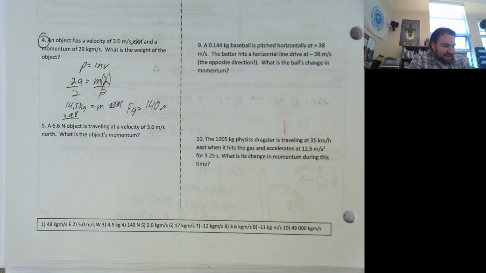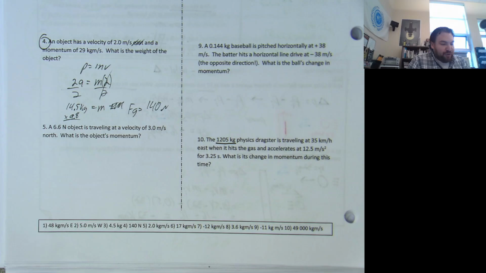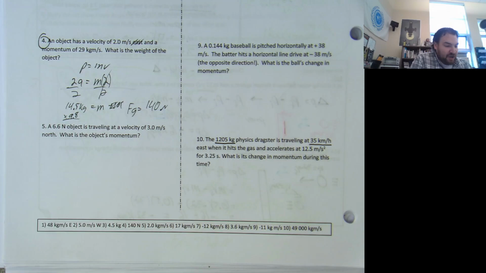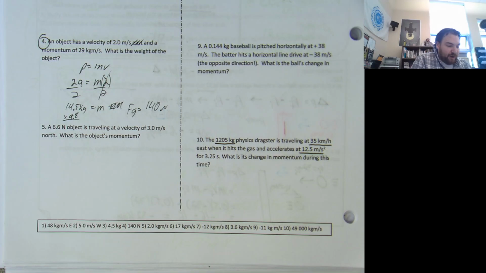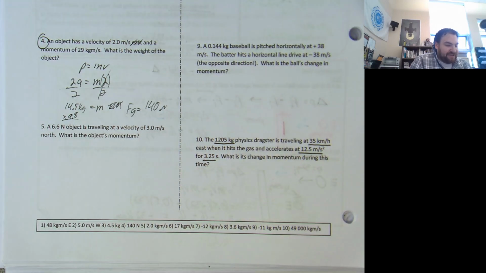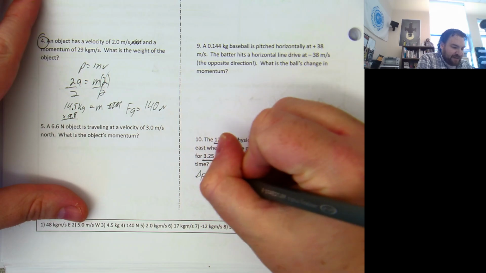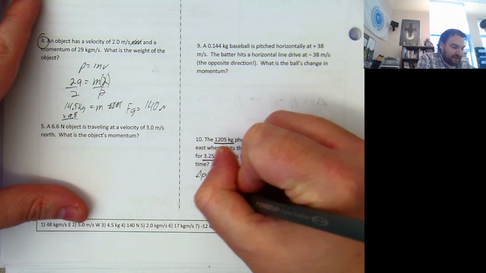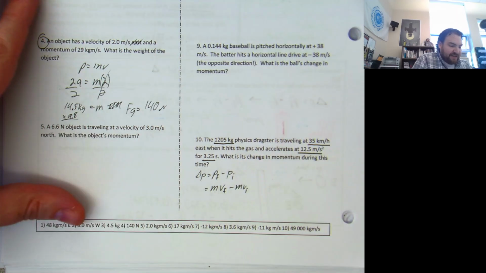Number 10. Okay, a 1,250 kilogram physics dragster is traveling at 35 kilometers per hour east when it hits the gas and accelerates at 12.5 meters per second squared for 3.25 seconds. What is its change in momentum? Okay, here we go. Change in momentum is momentum final minus momentum initial. So that's mass times velocity final minus mass times velocity initial.